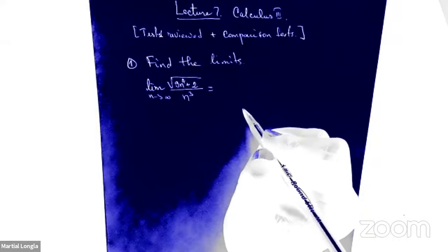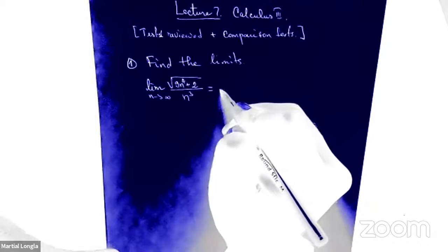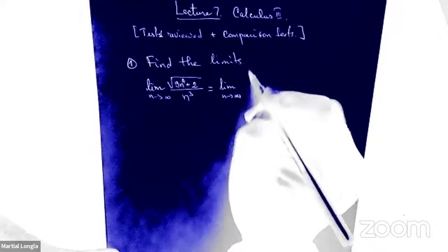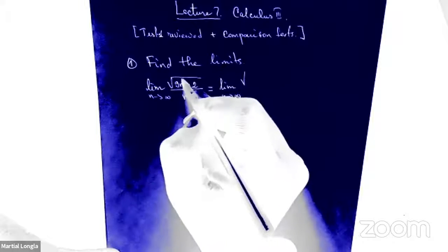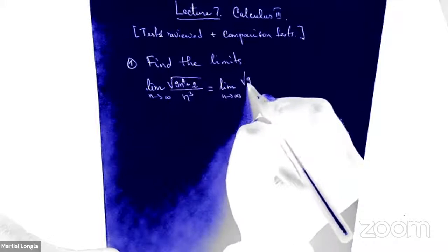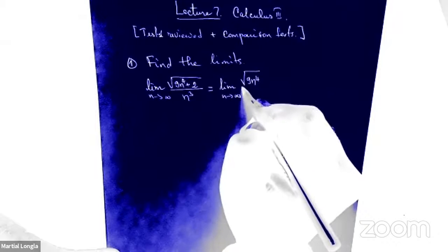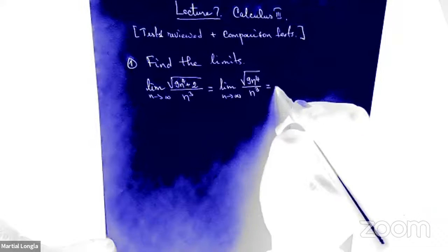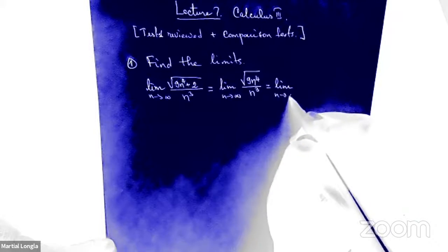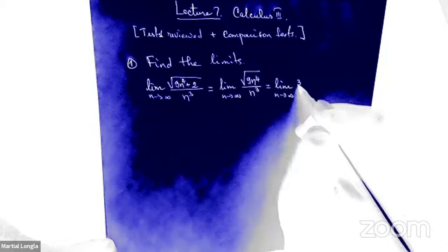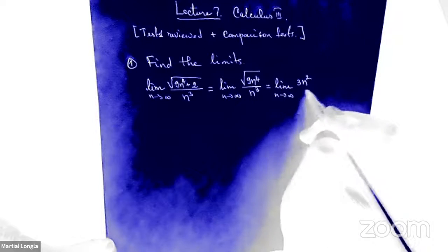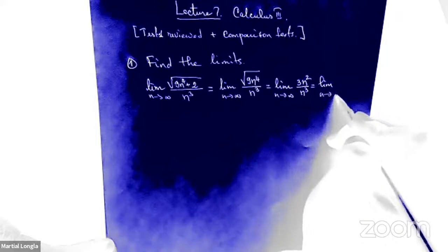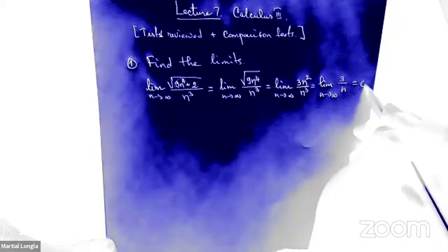And the way we compute this limit is simple. We take the highest power of n, so that is square root. We drop everything except that, 9n to the fourth over n cubed. That gives us limit as n goes to infinity. Square root of 9 is 3. Square root of n to the fourth is n squared divided by n cubed. And this is limit as n goes to infinity of 3 over n, and that's 0.